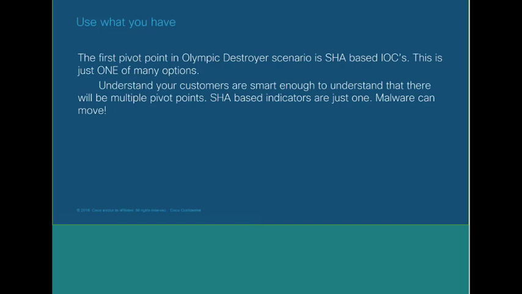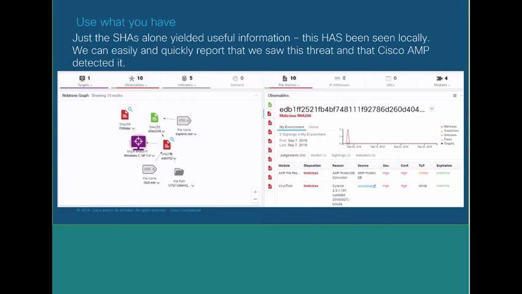So here we drop the hash into threat response. We see that it's been seen locally. We have a target icon. That purple thing means that we were hit. Not only do we know that we were hit, but we know that AMP detected that hit. It doesn't mean that we were infected necessarily, but it means we were targeted. That endpoint saw that file hash in some way.